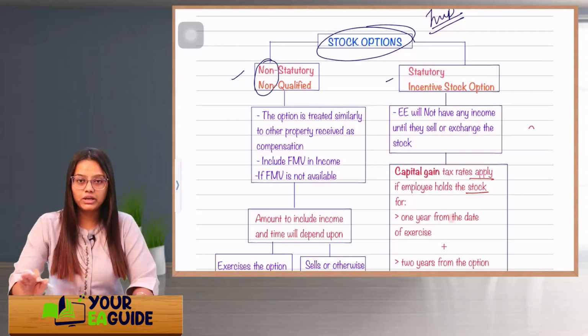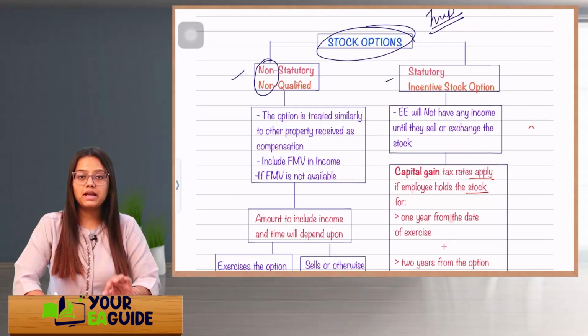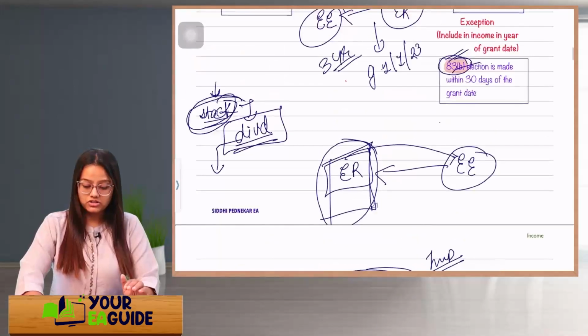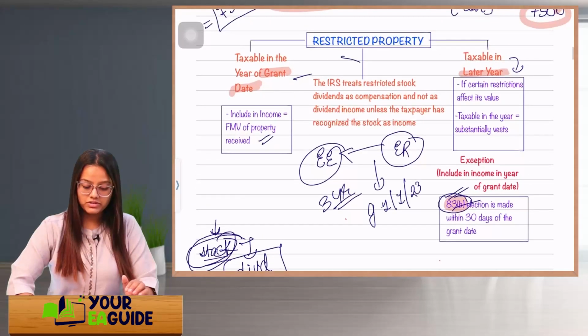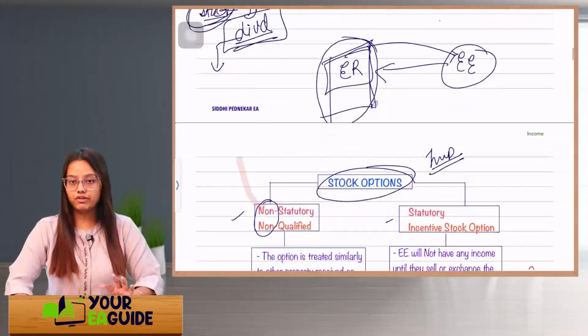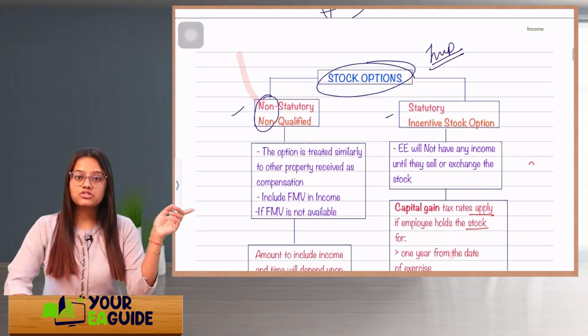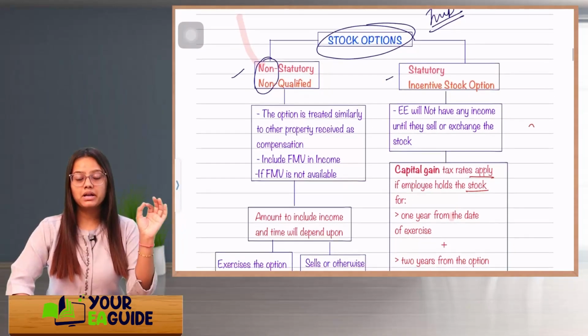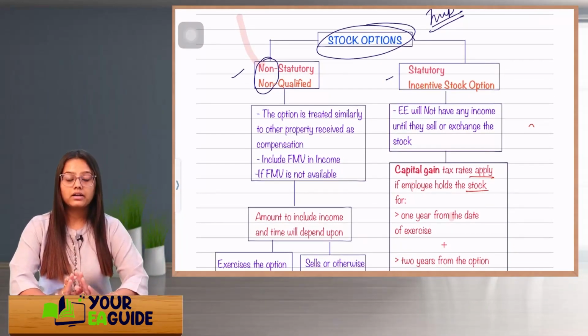Based on that, if you receive a non-statutory, non-qualified option, as the word says, non, it will not give you any benefit. As soon as you receive it, it will be taxable. The option is treated similarly to any other property you have received. Just think of restricted property, where you have seen it is taxable on the grant date. How much amount is it taxable? FMV, right? So if you receive a non-statutory, non-qualified stock option, the option is treated just as if you were receiving any other property, and it will be taxable at FMV.